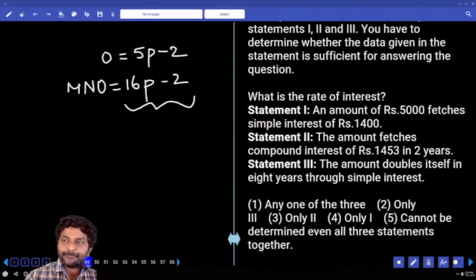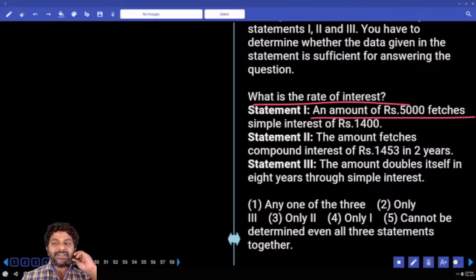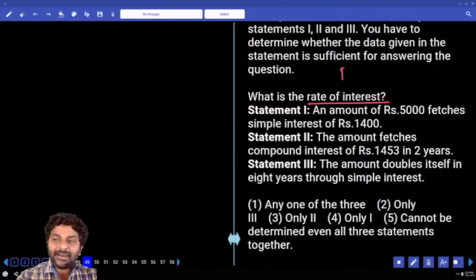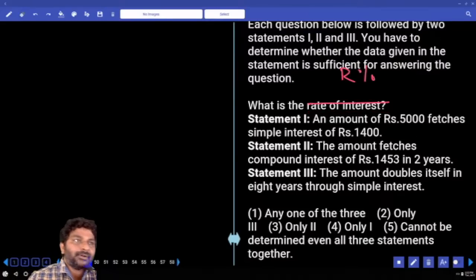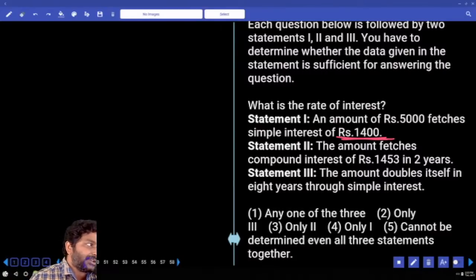Data sufficiency. What is the rate of interest? R value, that is what we have to find out. An amount of 5,000 fetches simple interest of 1,400. Can you identify the rate of interest here? Why? What is required? Time is required. If you get 1,400 per year, that is different. 2 years, that is different. So the time period, in how much time you are getting 1,400 as interest, is important for us. Agreed? Right. One alone is not sufficient.